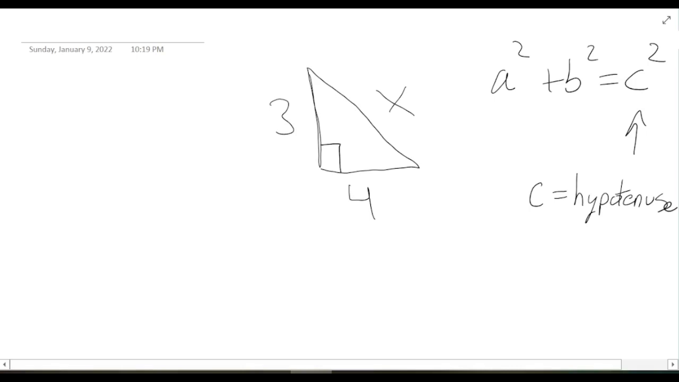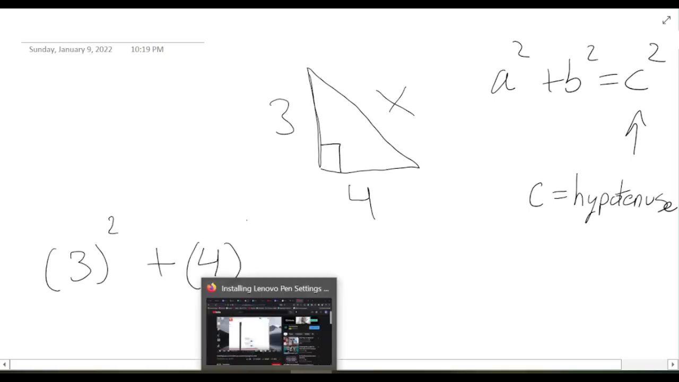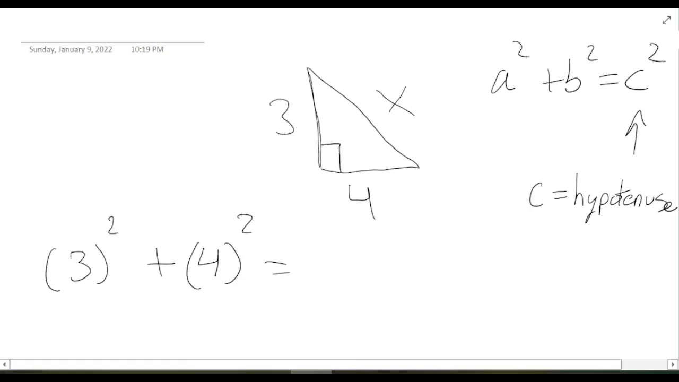To solve using the Pythagorean theorem, all we've got to do is plug in the sides that we have into the equation, right? So let's do that right here. It doesn't matter which one goes with which. It doesn't matter if 3 goes to a or 3 is b. For the sides, it doesn't matter. Only the hypotenuse, the longest side, is equal to c squared. Okay, so let's do 3 squared plus 4 squared is equal to c squared.